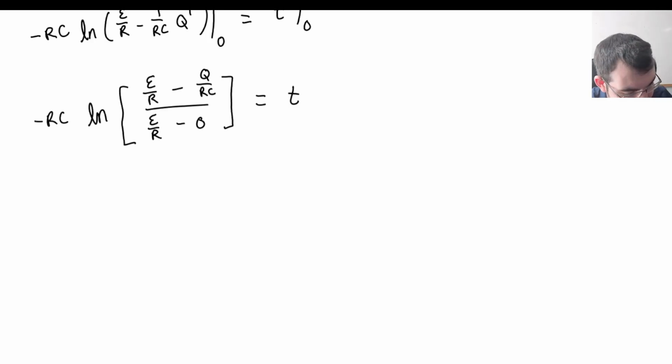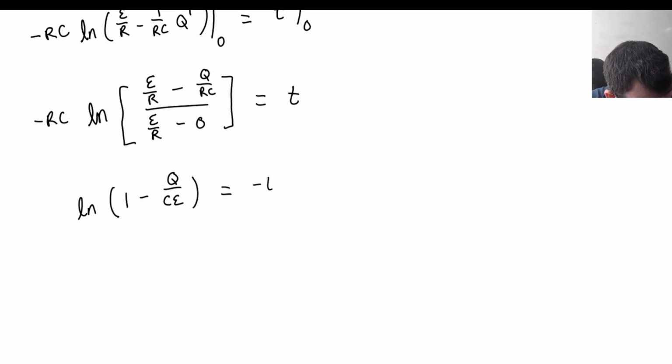So let's do some simplifying. First, I'm going to move the negative RC to the other side by division, and then I'll simplify my log. Inside my log, notice I can distribute this epsilon over r fraction to both terms. Epsilon over r is 1, and then q over rc divided by epsilon over r. Well, the r actually cancels, so I get q over c epsilon.